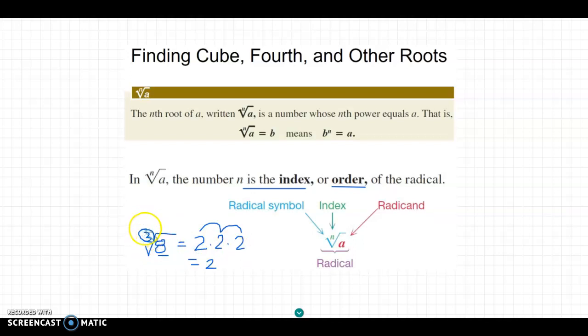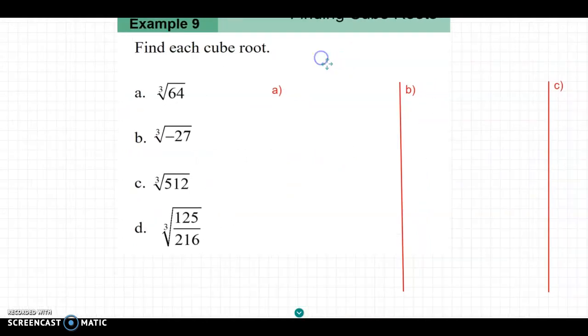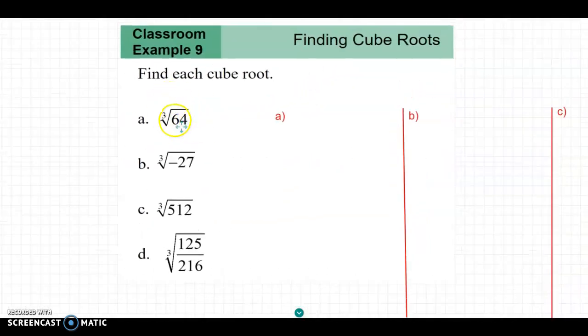If we have in the index a number like 4, that will be the fourth root. In this case, that will be 2. Then we will see more examples of that. So let's continue here with some basic examples.